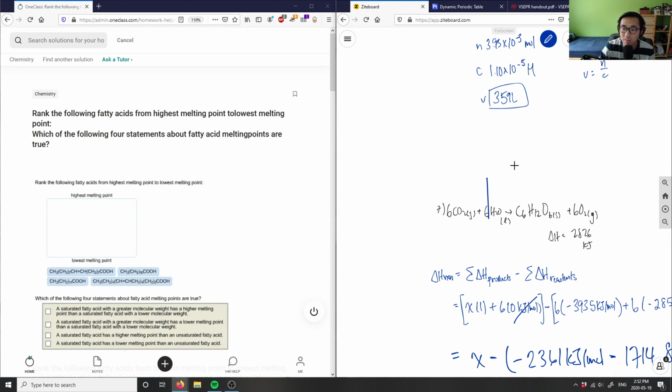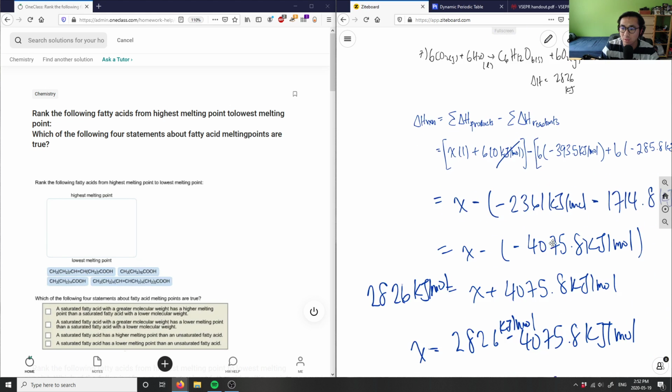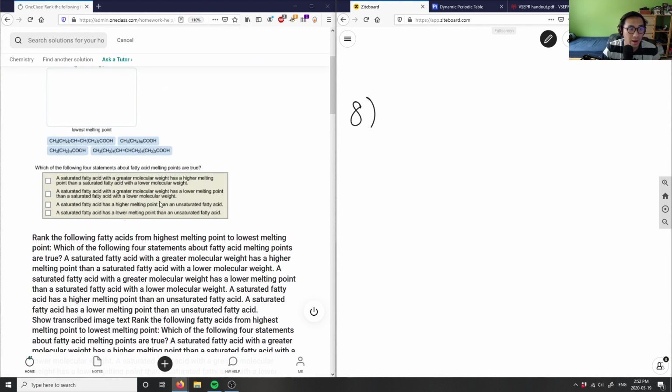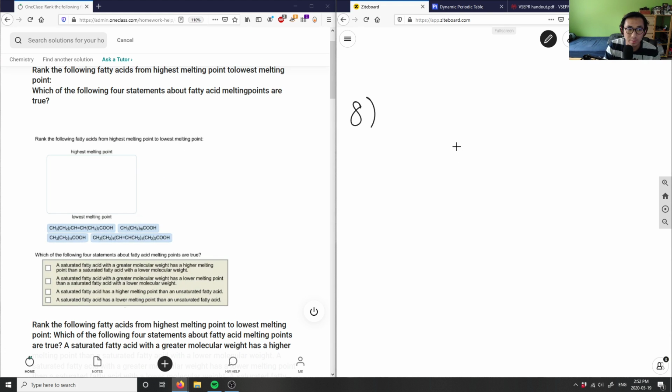That was number 7. Let's look at number 8 and finish off with number 8 here. It says rank the following fatty acids from highest melting point to lowest melting point. Which of the following statements are true? Okay, so let's see number 8 here. I want to rank them from highest to lowest melting point. And then I have these compounds here.